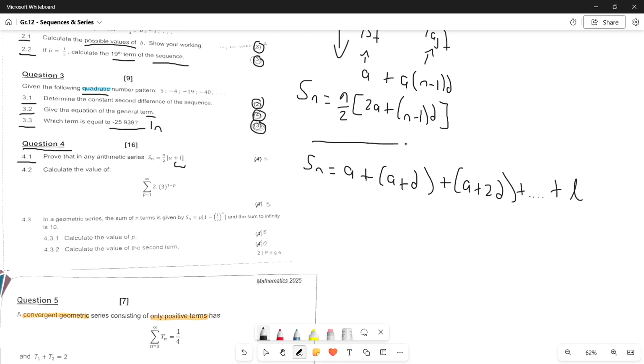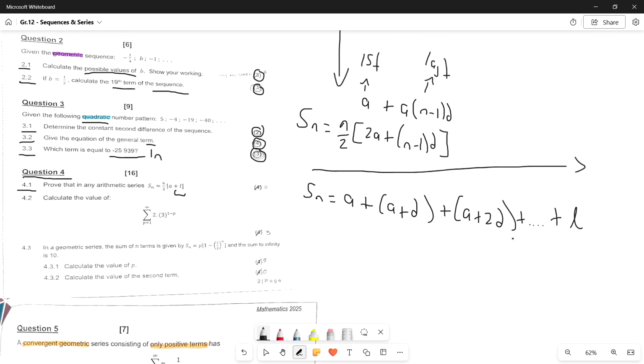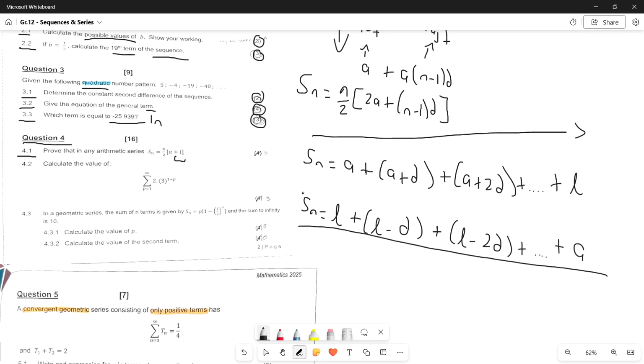So this is working left to right. But then what we need to do is also work from the l's perspective, and that means we have Sn equals l plus l minus d, because l minus d would take us back one term, plus l minus 2d, and so on until a. Okay, so this is the setup of the proof, where we have it going forwards and then we have it going backwards.